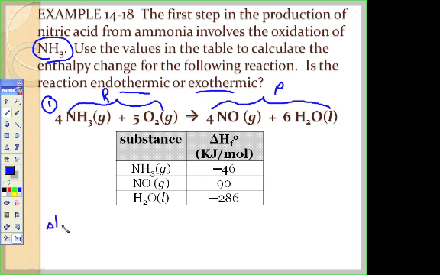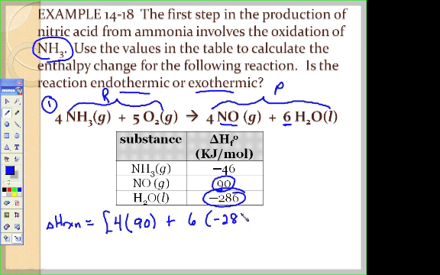So delta H of this reaction is 4 times nitrogen monoxides, which is 90, plus 6 times liquid waters, which is given here, minus, well, oxygen is an element, and elements at their natural state at standard ambient temperature and pressure are 0, so I don't have to worry about that. 4 times ammonia's, and ammonia is given as minus 46.